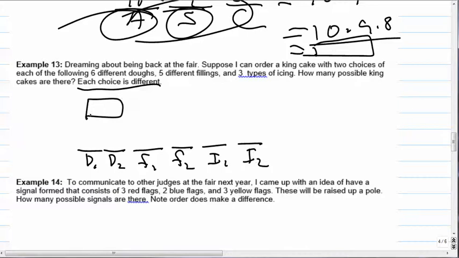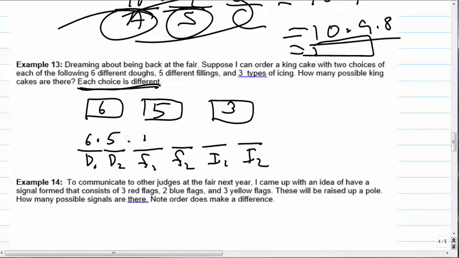I have 6 different doughs, 5 different fillings, and 3 types of icings. Since I have to make different choices, 6 times 5, 5 times 4, 3 times 2. I'm going to kind of show something here. It's always multiplication, then division. There are my numbers.